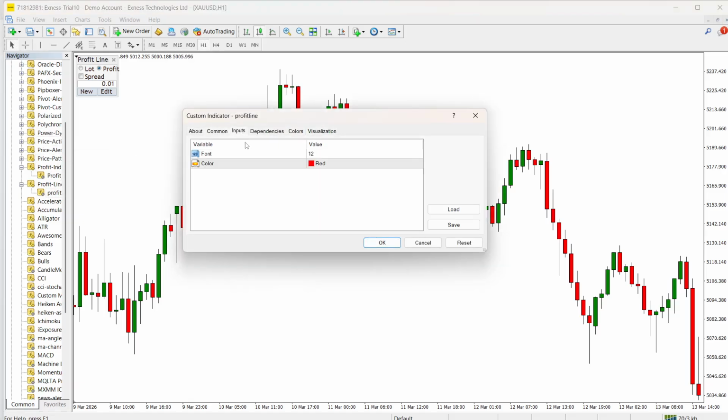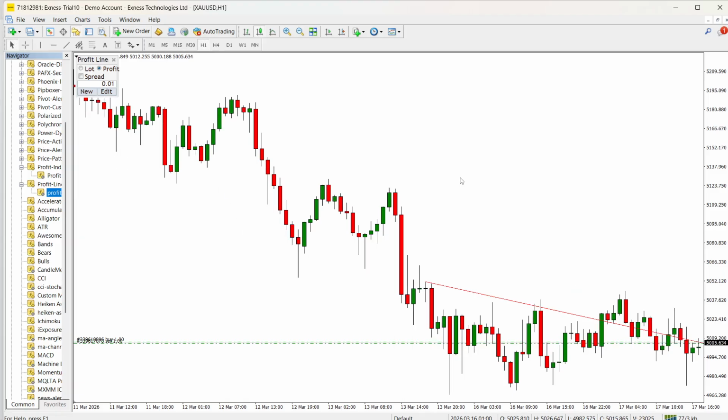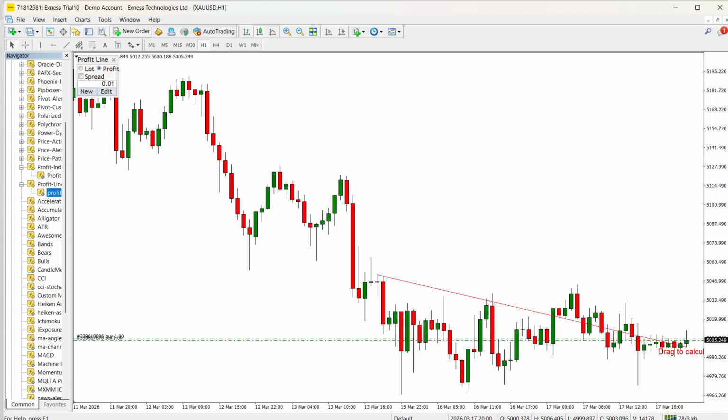As for the indicator settings, we typically just have the font size and then the color as well. The color of the line, as you could see. So we can customize this and we can change our font size for this little display over here on the top left. Okay, we can change the size of this and then we can change the font size for this as well. The drag to calculate, as you can see over here.